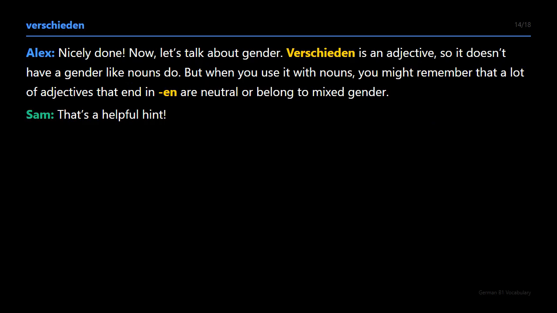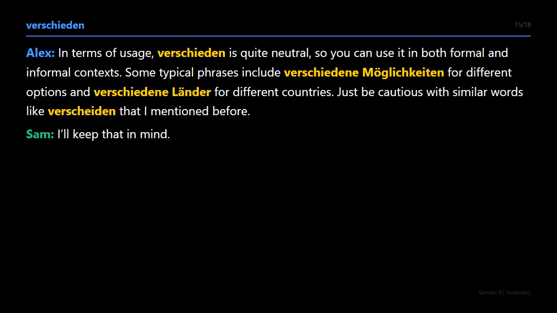Verschieden is an adjective, so it doesn't have a gender like nouns do. But when you use it with nouns, you might remember that a lot of adjectives that end in this way are neutral or belong to mixed gender. That's a helpful hint. In terms of usage, verschieden is quite neutral, so you can use it in both formal and informal contexts.